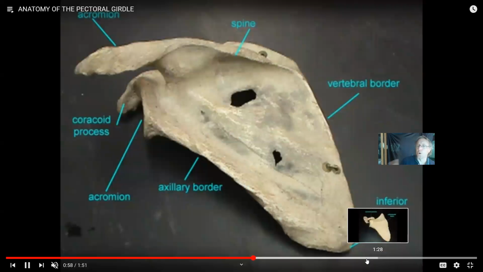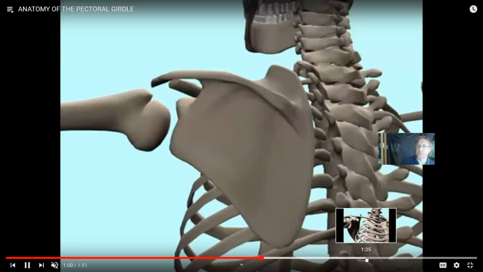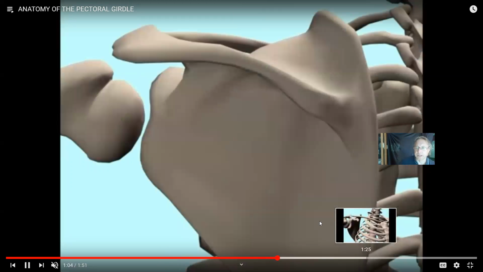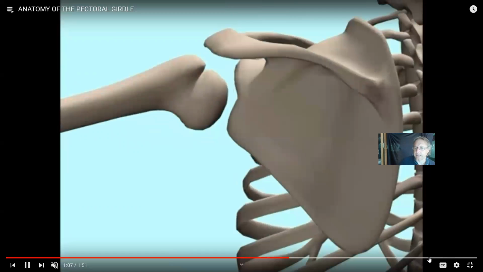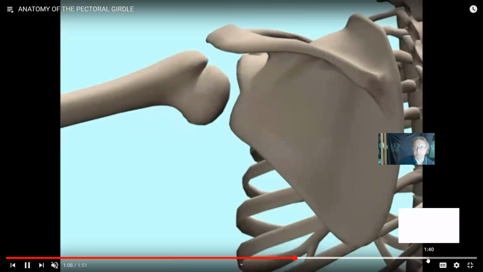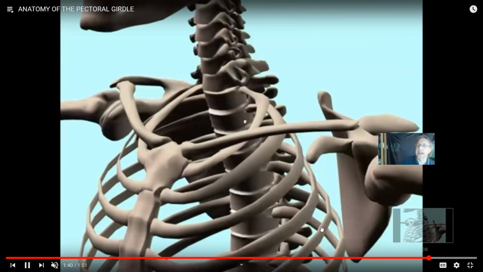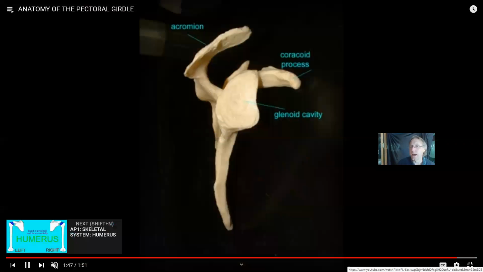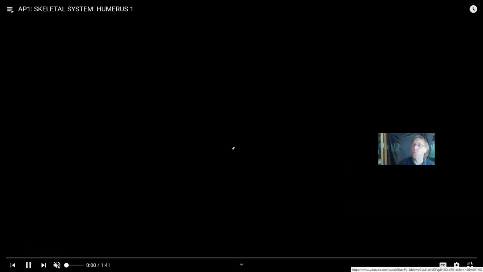I covered. Very often it's useful to look at the same bone from multiple views because you get slightly different landmarks being prominent. So this then is the pectoral girdle, the clavicle, and the scapula. The pectoral girdle then articulates at the scapula with the one single bone of the upper arm, the humerus.